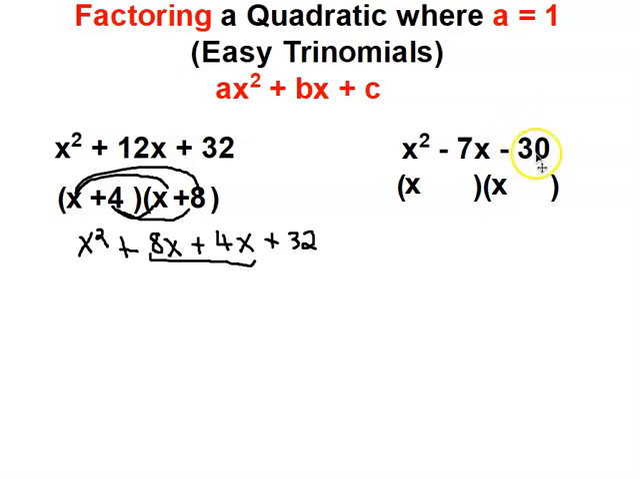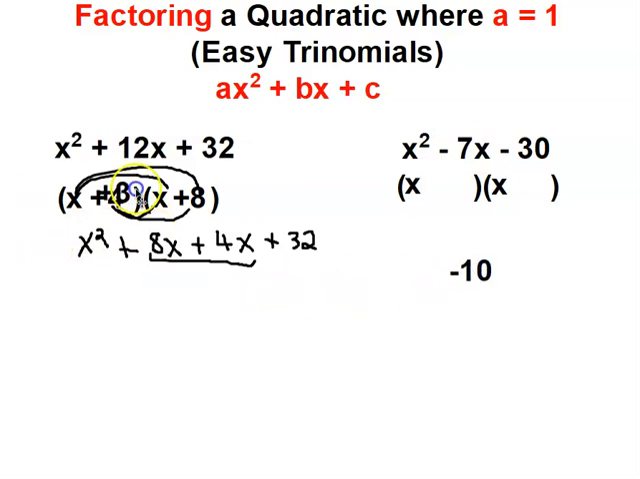We need to think about everything that multiplies to give us 30 and then would subtract. So that's going to tell us if we're going to add or subtract to get a negative 7. So what are the things that multiply to give us 30? 30 times 1, 2 times 15, 3 times 10, and 6 times 5. Out of those combinations, which ones would subtract to give you a 7?